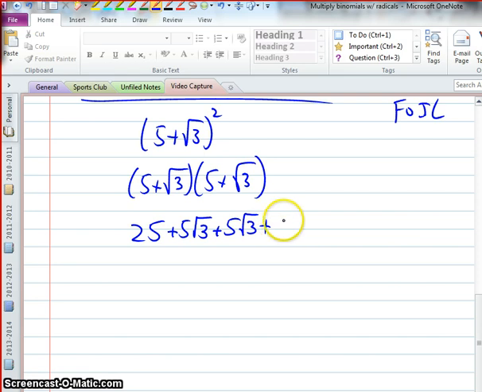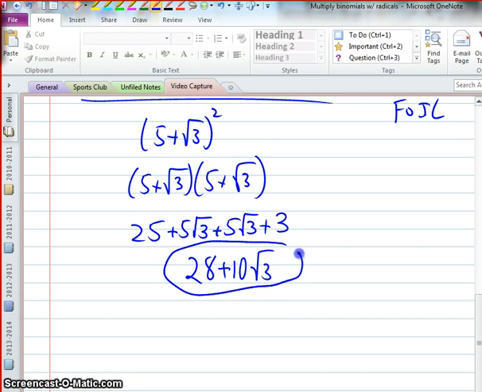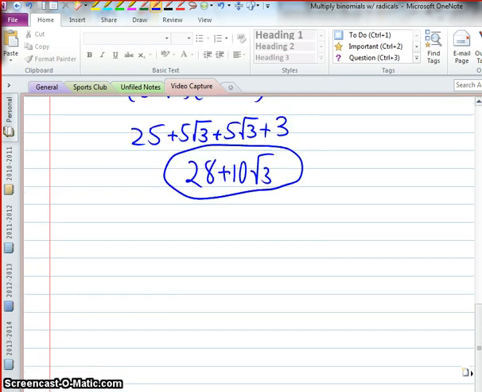And then square root of 3 times square root of 3 is 3, but you're going to have some combining here. 25 and 3 make 28, and then 5 square root of 3 plus 5 square root of 3 would be 10 square root of 3. So there's a number of different concepts that are all inclusive in the same thing. Let's do one more like that to make sure we got a handle on it.